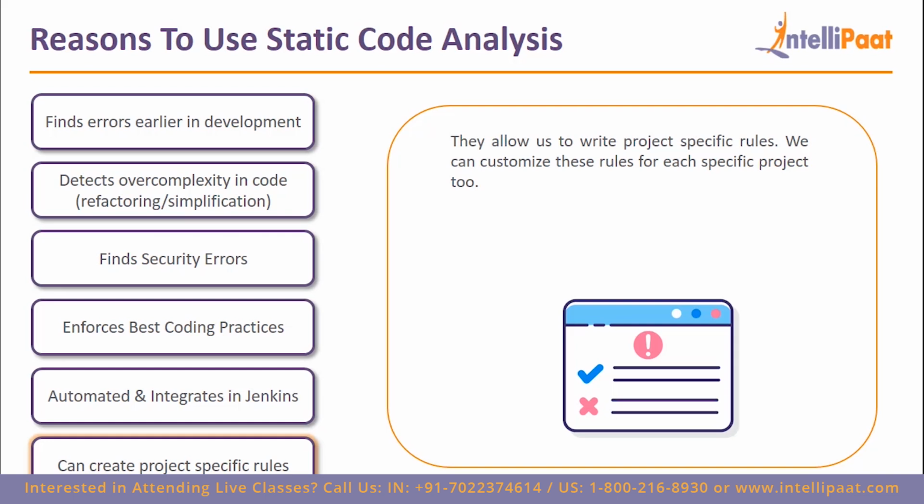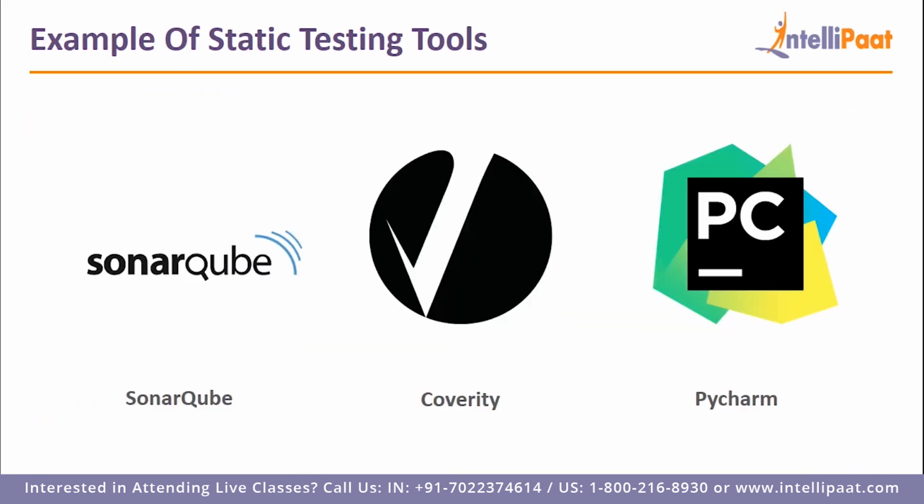Whenever the developer or we are writing the code, the tool will identify whether we're following these rules or not. If we aren't, then it will raise it as an issue. And we can customize these rules specifically for each project also. For different projects, there can be different kinds of rules that the team or the company wants us to apply. Some examples of static testing tools are SonarQube, the one we're going to learn, Coverity, and PyCharm.